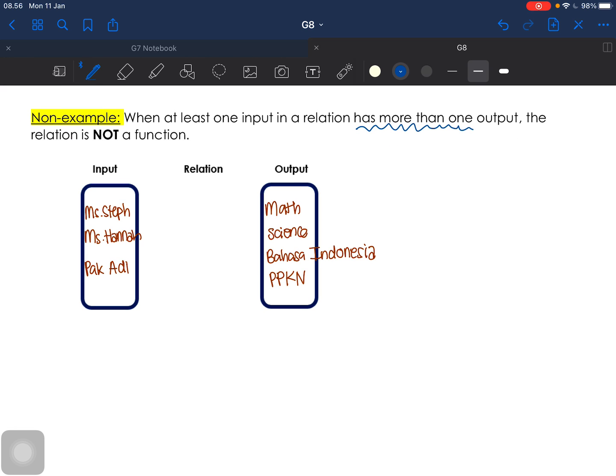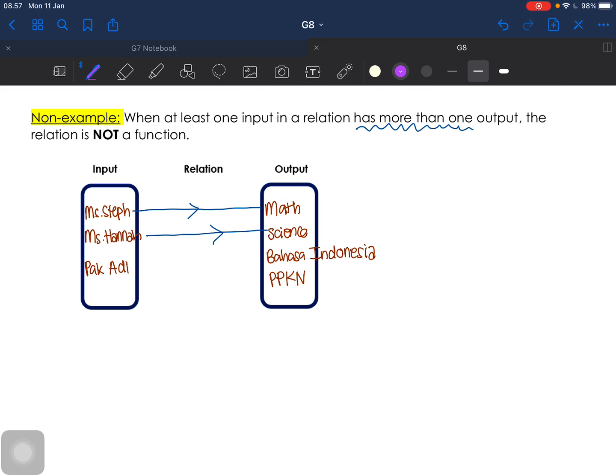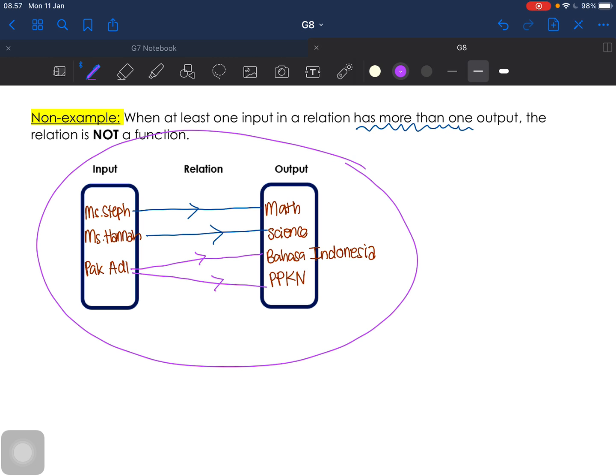I'll give you, these are the inputs: Miss Stephanie, Miss Hannah, and Pa Adi. And the relation is the subjects that they teach. And the outputs would be the subjects that they teach, right? And of course, you know that I teach math, Miss Hannah teaches science, and only science, and me only math. But then Pa Adi here, he teaches both Bahasa Indonesia and PPKN. Because Pa Adi here has more than one output, or he teaches more than one subject, this whole thing is not a function.